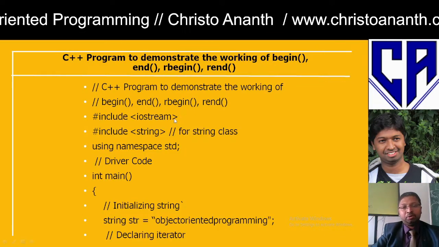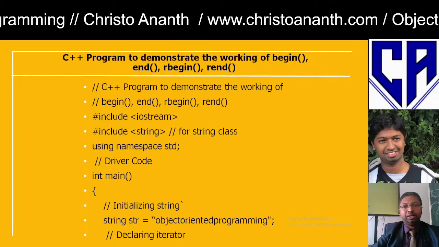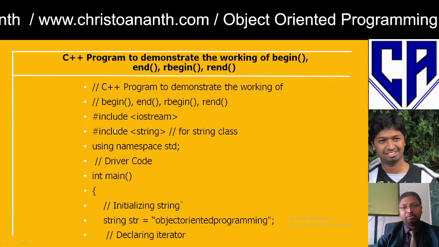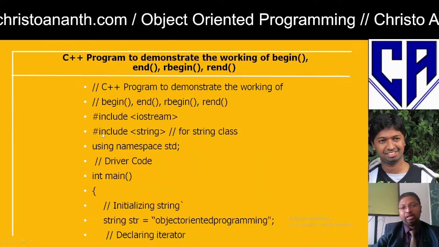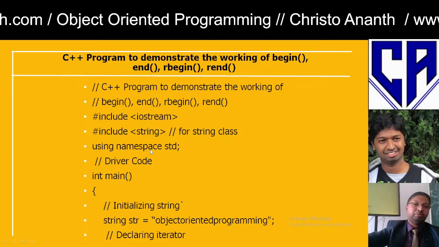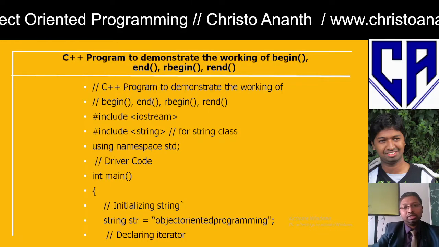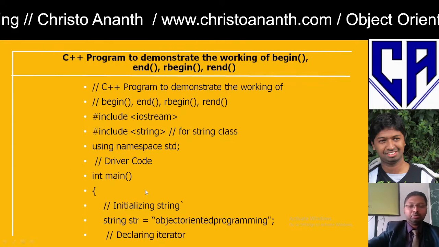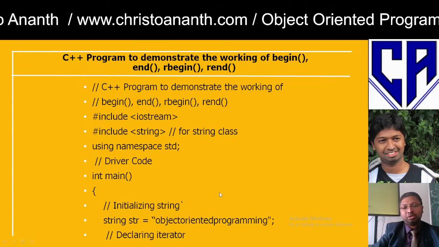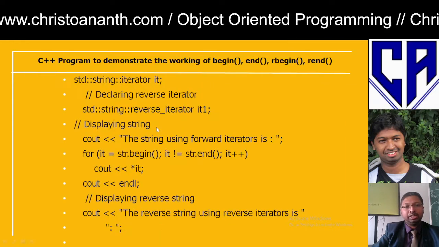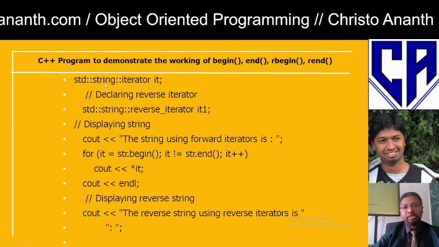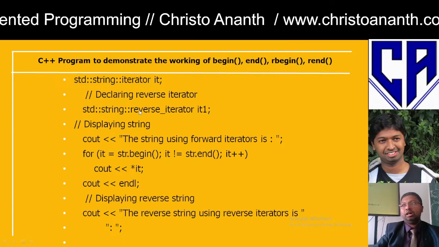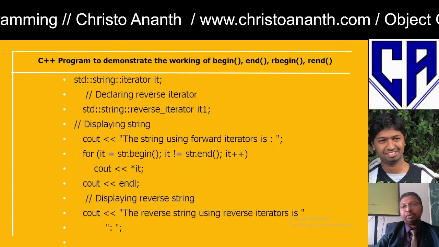So here is a program to demonstrate the working of begin, rbegin, end, and rend. #include iostream, using namespace std. Before that you can include the string class, #include string. So that's the driver code in the main function. You initialize the string, just like the previous case, string str is equal to "object oriented programming", and you declare the iterator, std::string::iterator it. You also declare the reverse iterator, for the operation with rbegin and rend.